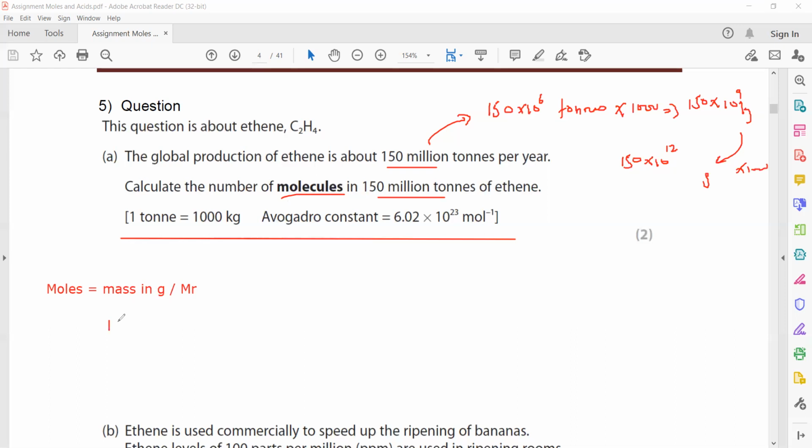So this is 150 times 10 to the power 12 grams divided by the molar mass of ethene. Carbon is 12 multiplied by 2, which makes 24, plus hydrogen is 1 multiplied by 4, so the total will be 28. So this will be divided by 28 to get the moles. So the moles will be 5.35 times 10 to the power 12.